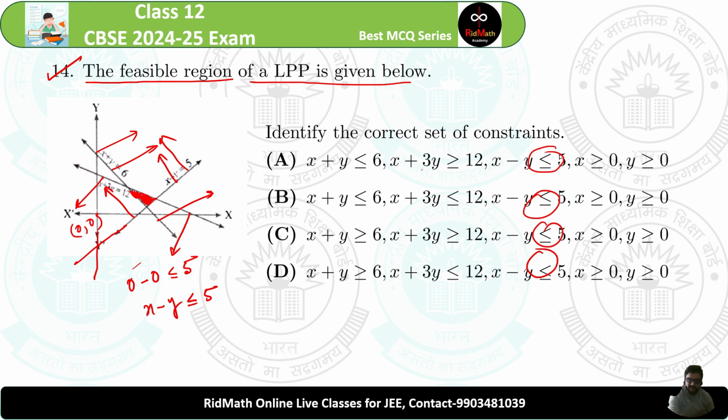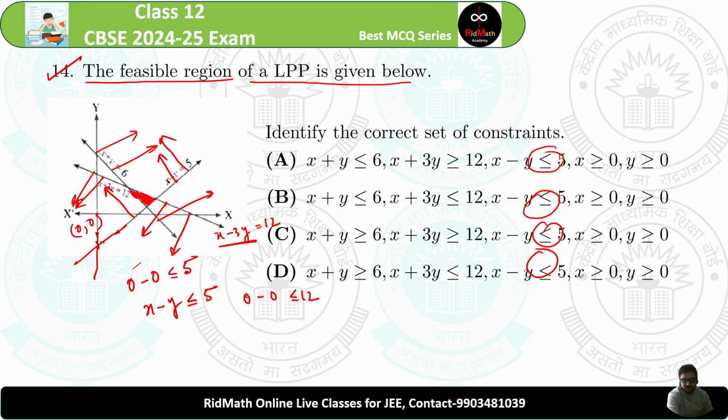Now find the second one, x minus 3y and 12. This is x minus 3y less than or equal to 12. So putting 0 comma 0 in this equation, 0 minus 0 is less than or equal to 12, because the solution area is this side, the side where 0 0 is there.